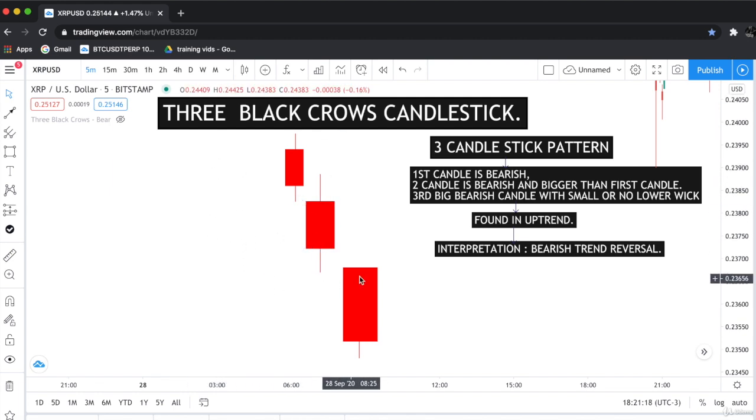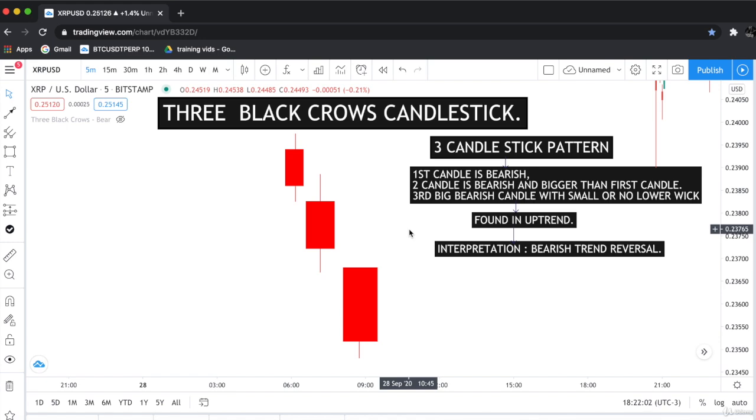The third candle is a big bearish candlestick with small or almost no shadows at all, which is completely normal. The 3 black crow candlestick is only found in uptrends, and the interpretation of this pattern is that the trend is about to change. Sellers are active, the sellers are confident, and the buyers have left the room. This is the opposite of the 3 white soldier candlestick pattern.